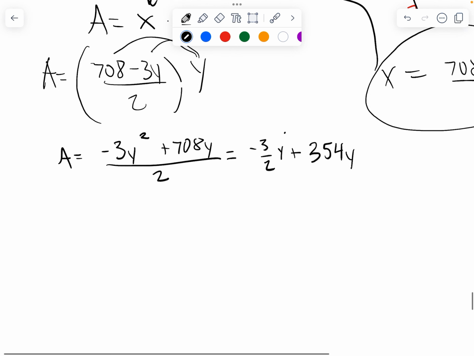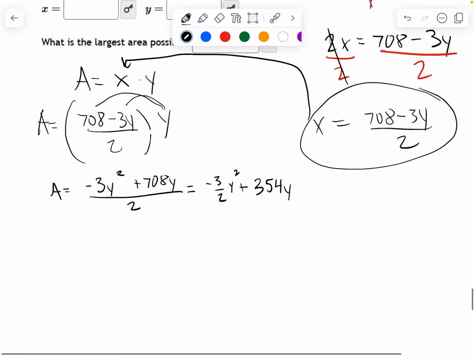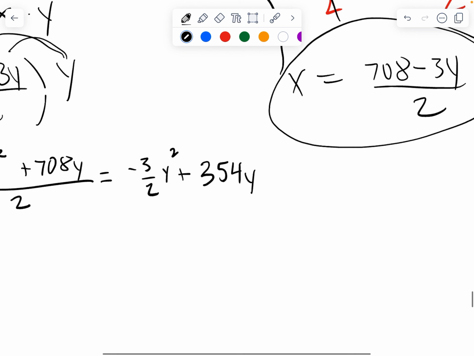Okay, oh, forgot my square on that. There we go. So negative 3 halves y squared plus 354y. Huzzah. Okay, now what we're looking at here is technically a quadratic, right? You guys are used to quadratics being in that ax squared plus bx plus c format. Technically, our c is 0 here.